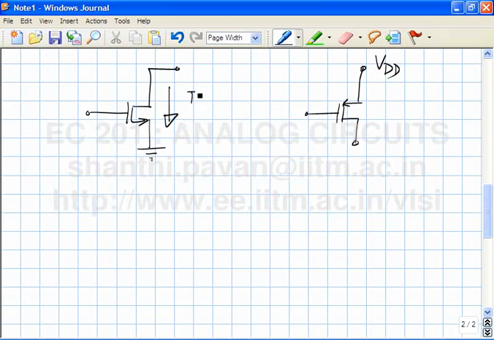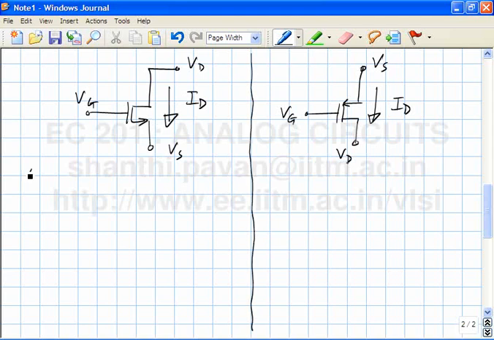Current in an NMOS transistor flows in this direction. The current in a PMOS transistor flows in this direction, but current is leaving the drain in a PMOS transistor but entering the drain in an NMOS device. This is VG, VD, VS, which happens to be ground. This is VS, this is VG, this is VD. In general, it's not necessary that the transistor source be grounded, so we'll keep it named VS. ID flows into the drain.